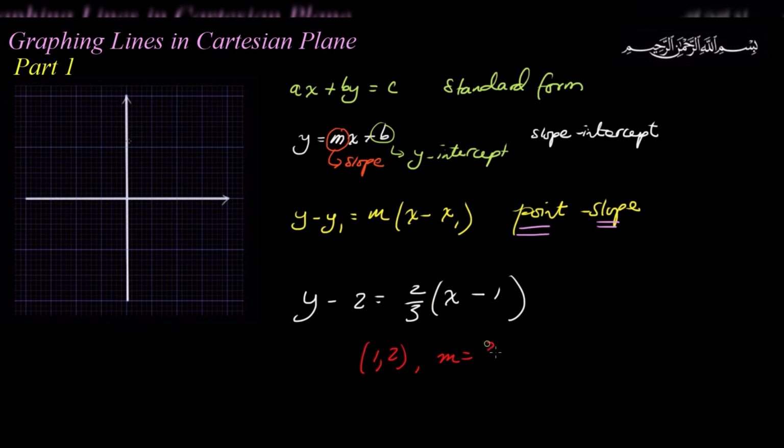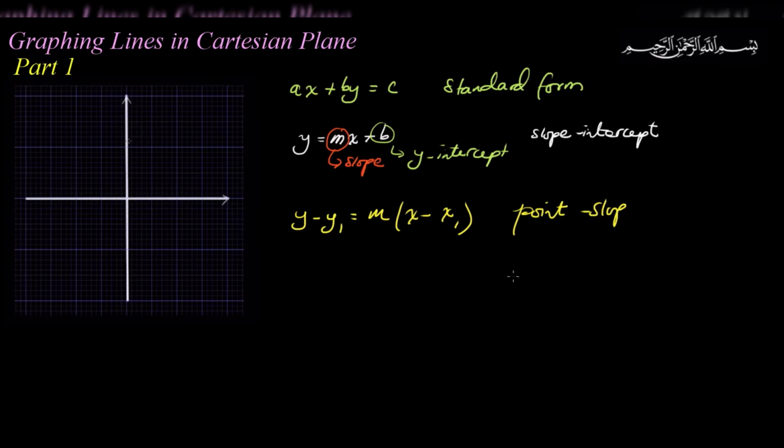So 2/3, and this you can distribute, for example, and take the 2 to the other side to make this into this particular form. So you can manipulate this equation and bring it into the y-intercept form or the standard form. But these are the three ways of writing the equation of a line. And this is super important.